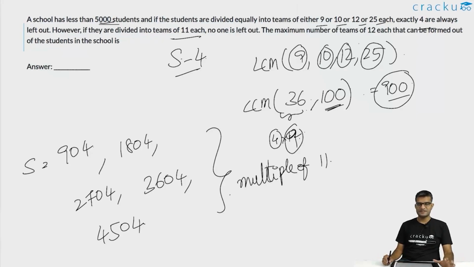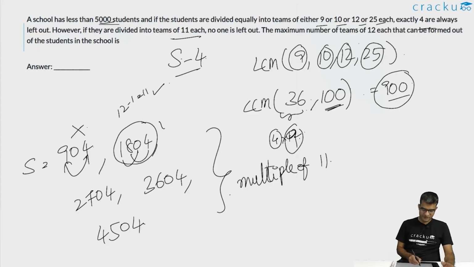To calculate if a number is a multiple of 11, the easiest thing to do is to figure out the sum of the digits in the even places and sum of the digits in the odd places. If the difference between both of these sums is a multiple of 11, the entire number will be a multiple of 11. Here, for example, 904 is not a multiple of 11 because the sum of the digits in the odd places is 9 plus 4, which is 13, which is not a multiple of 11. Here the sum of the digits in the odd places is 1 and the sum of the digits in the even places is 8 plus 4, which is 12. 12 minus 1 is equal to 11, which is a multiple of 11. So this is a multiple of 11.